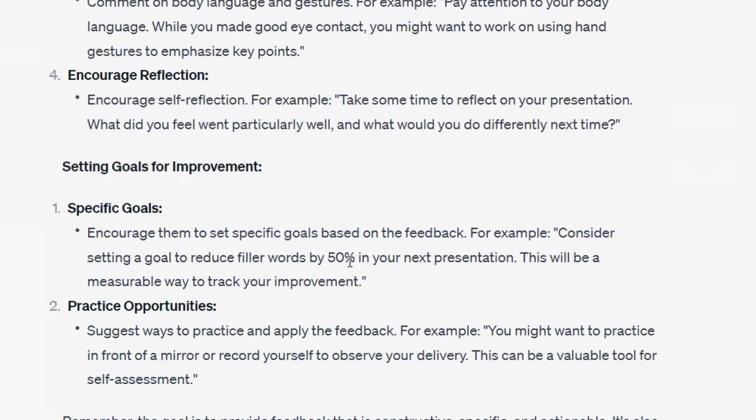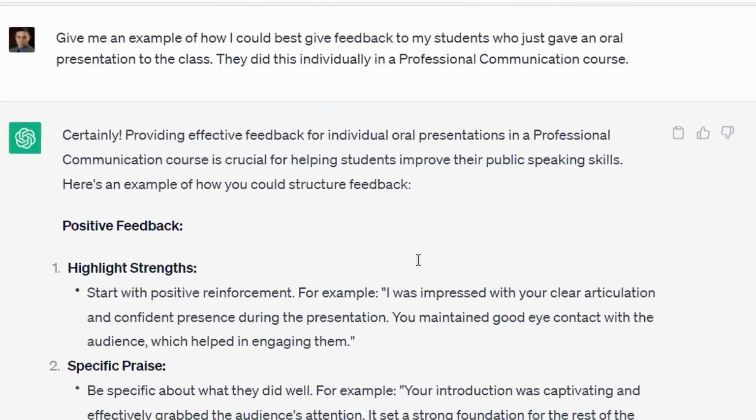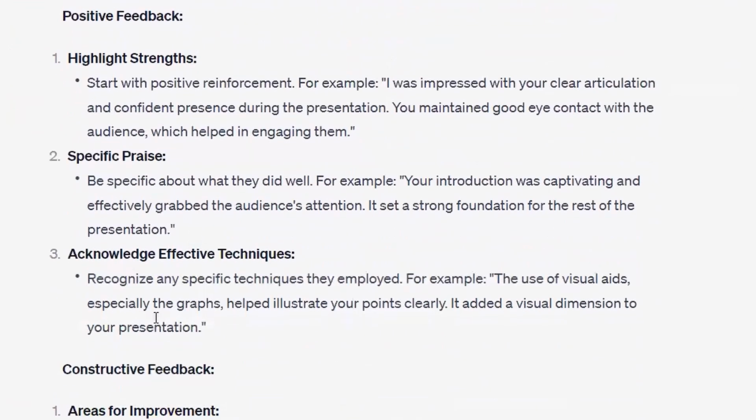So this is excellent in that the example it's giving, it's trying to be very specific, right? 50%. So now it's giving a specific goal that the student could actually shoot for. And then practice opportunities, suggest ways to practice and apply the feedback. For example, you might want to practice in front of a mirror or record yourself. This can be a valuable tool for self-assessment, or I could incorporate some other type of opportunity for them to actually practice. So again, great example. And then it gave us some very specific things that we could do, which we can then take and apply in different ways for our student.